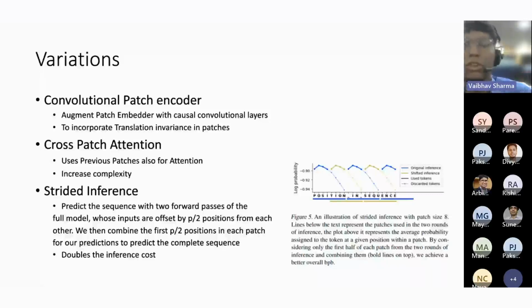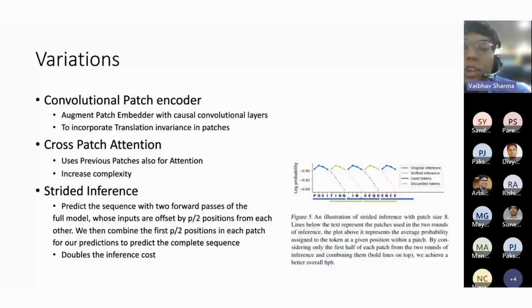Since we'll use these convolutional layers over it, instead of just looking at its patch, it will look a bit more at nearby sequences, like other bytes in that sequence, which will make it understand the local information much better as compared to the original one.